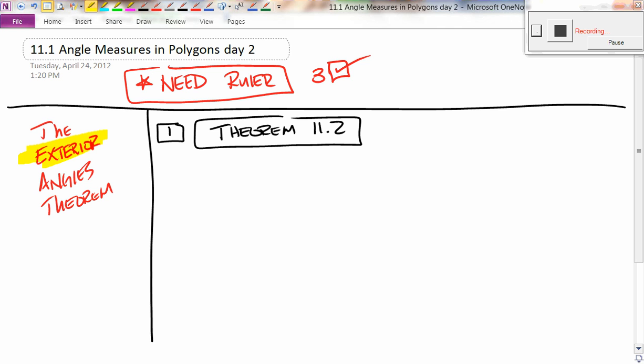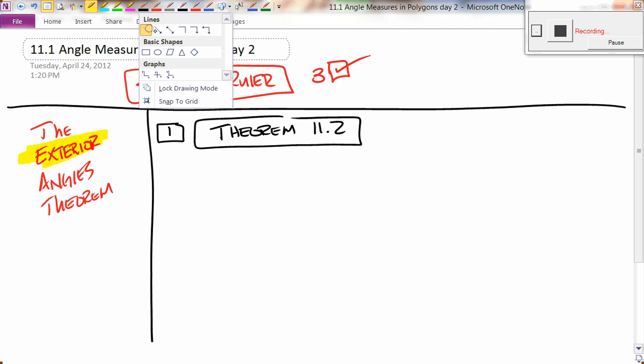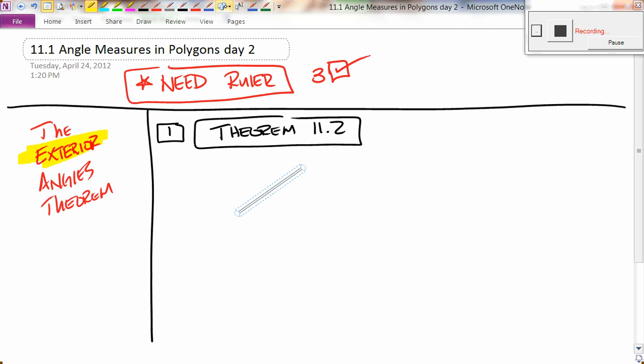Draw yourself any pentagon that you would like to using your rulers. Any pentagon you want. I'll draw one too. Okay? How many sides does a pentagon have? 5. Yes, 5 sides. Very good.